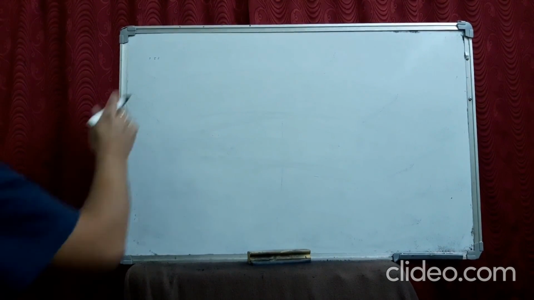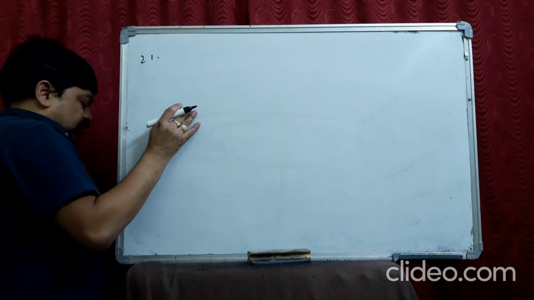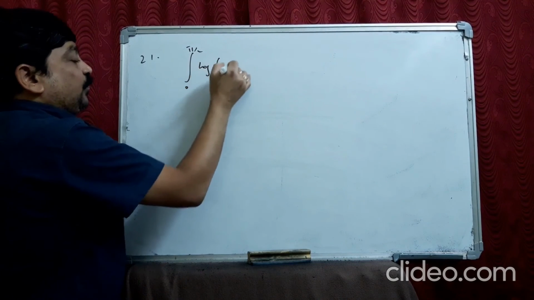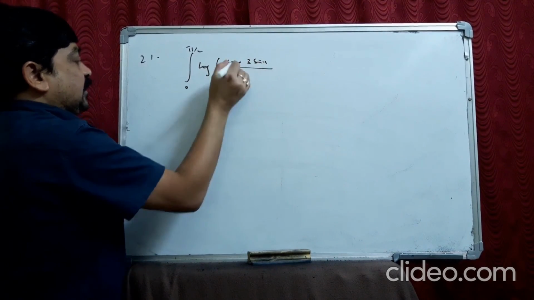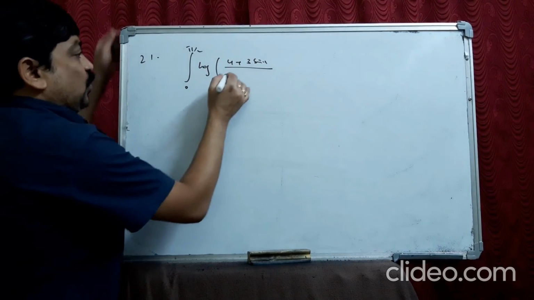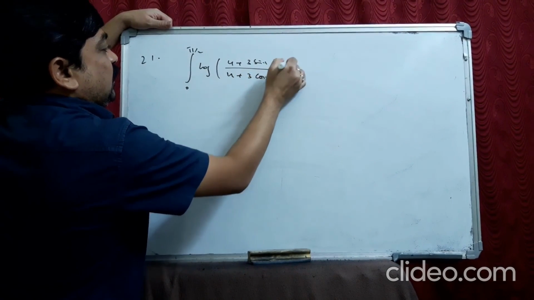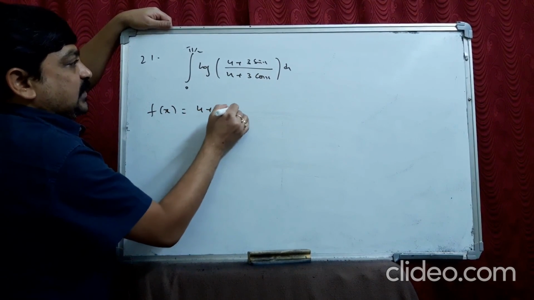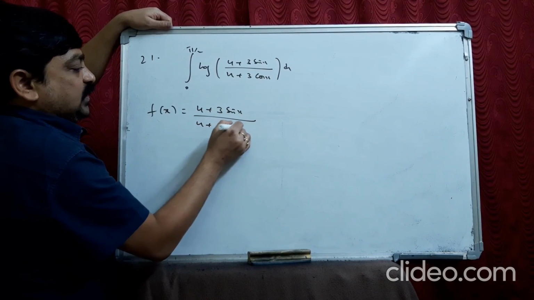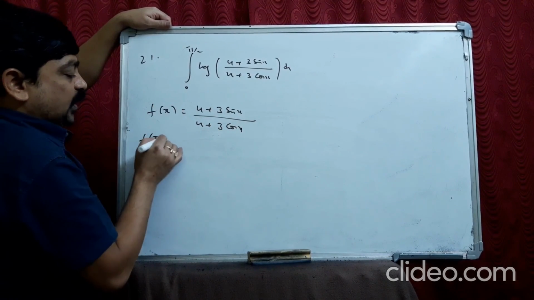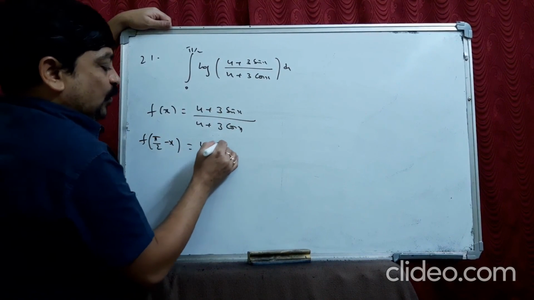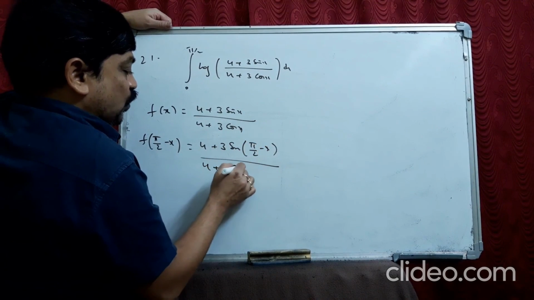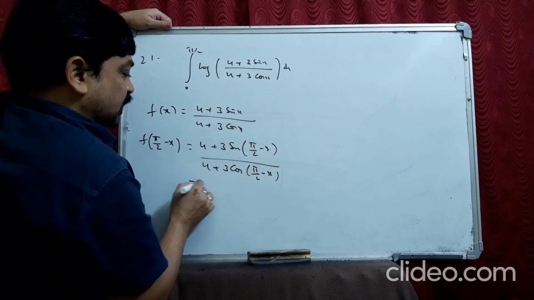See the 21st. Integration 0 to pi by 2 log of 4 plus 3 sin x by 4 plus 3 cos x dx. Let us take fx is 4 plus 3 sin x by 4 plus 3 cos x. F of 0 to a, so we take pi by 2 minus x. 4 plus 3 sin pi by 2 minus x, 4 plus 3 cos pi by 2 minus x.